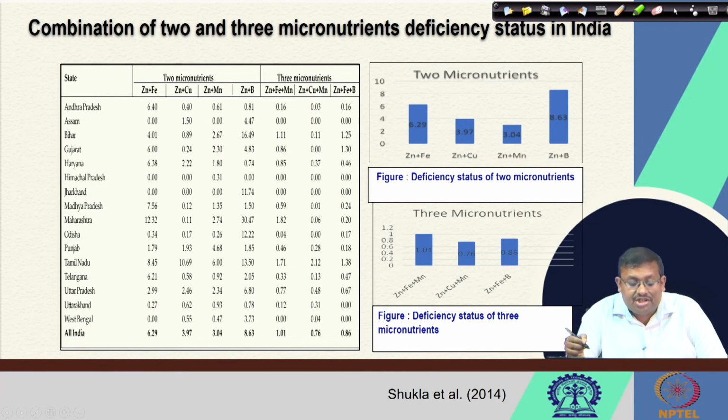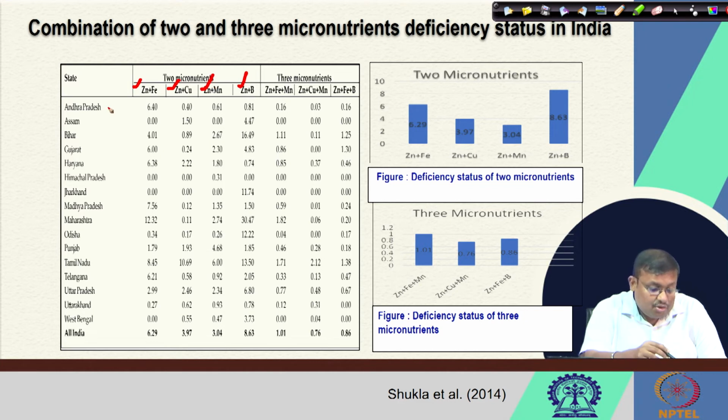Now, if you see the combination of 2 or 3 micronutrient deficiency status in the soil, we can see 2 micronutrients like zinc plus iron, zinc plus copper, zinc plus manganese and zinc plus boron. This table shows the state wise deficiency status in Indian condition for all these different combinations, and when the three micronutrients are combined, this is the distribution of the deficiencies across all the states.